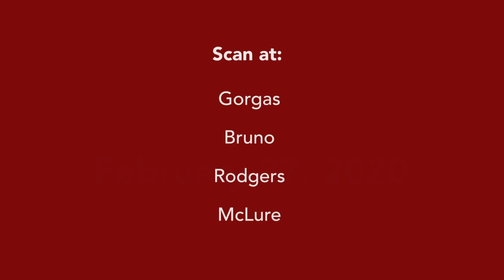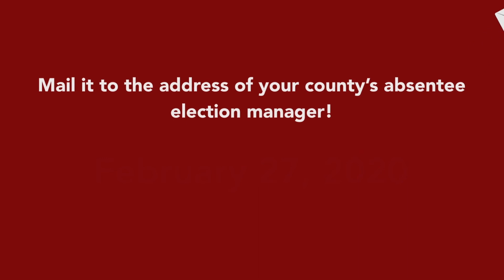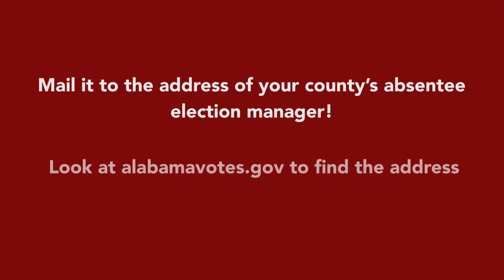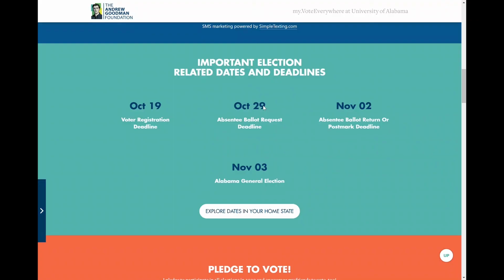Now that you have your request form filled out, mail it to the address of your county's absentee election manager. Those addresses are available at alabamavotes.gov. Make sure to mail your form by or before October 29th, 2020, preferably 2 to 3 weeks before, if you want to vote on November 3rd, 2020.